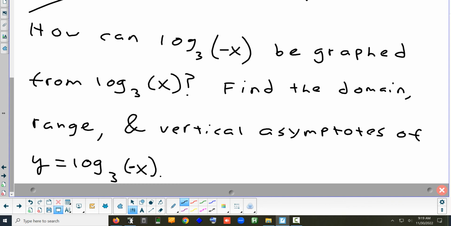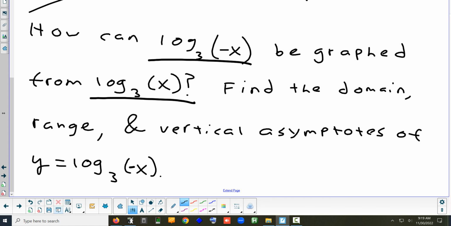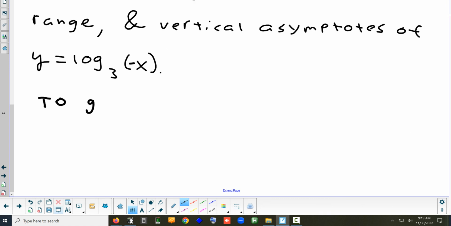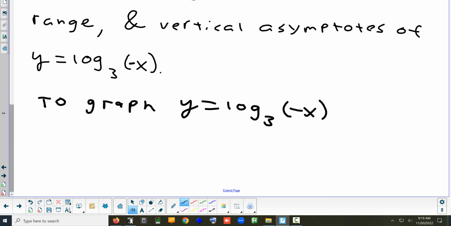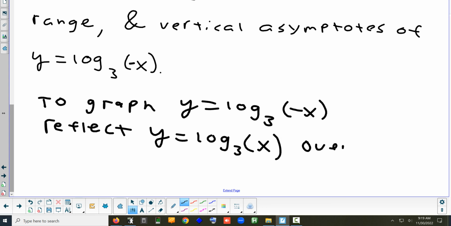All right, so first of all, to get from this to that, how many transformations do you have? Yep, just one. You could have up to 6, but in this one, there's only 1. So to graph y equals log base 3 of negative x, what would you have to do? Yeah. It's a, what's the word? Reflection over the y-axis. So you would reflect the original, you said, over the y-axis? Yeah. Yep.